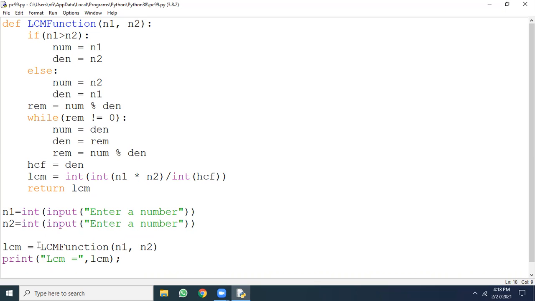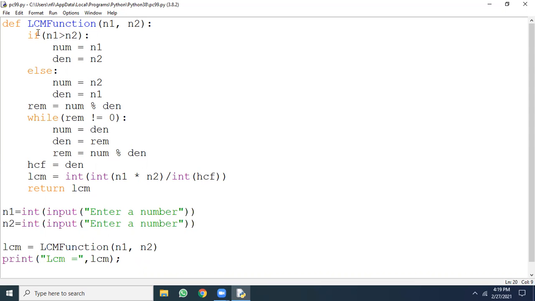Then what we are doing, we are invoking a function, LCM function, here. We are invoking the LCM function and passing parameters n1 and n2 to it, which we have accepted from the user.